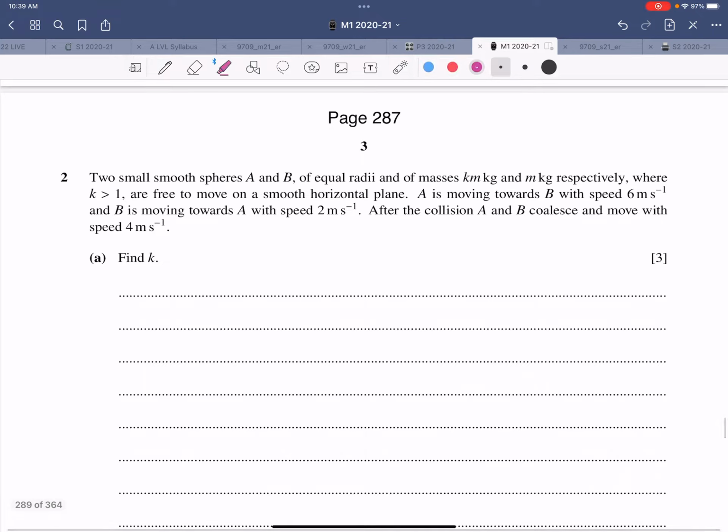Question number 2. As usual, it's about momentum, because momentum is like a fixed thing in every paper. Two small smooth spheres of equal radii have masses such and such, and they are saying the value of k is greater than 1. So let me draw the two spheres.